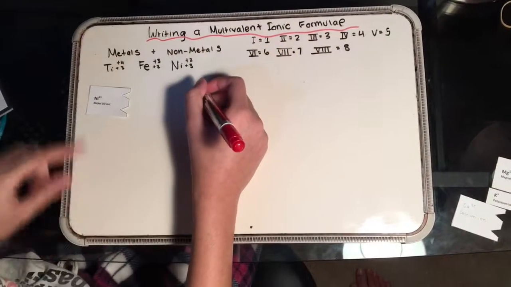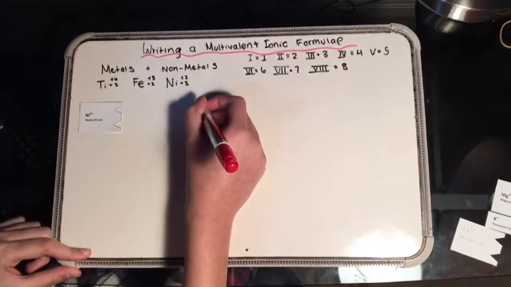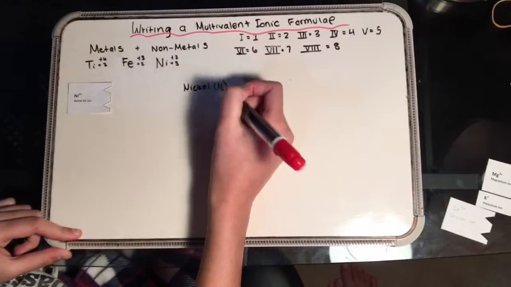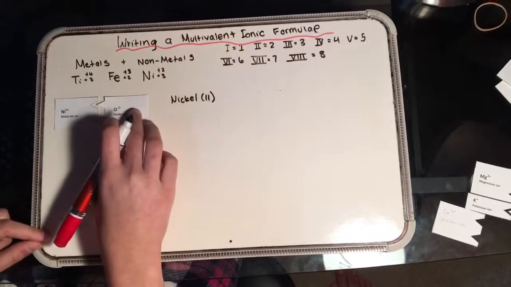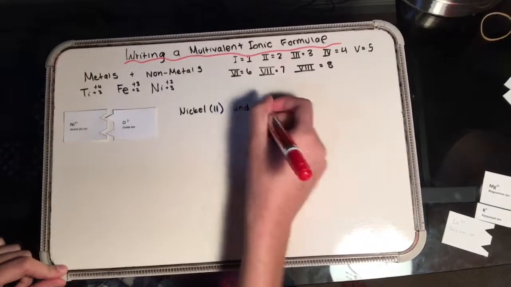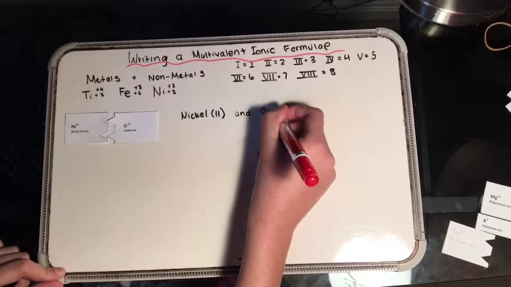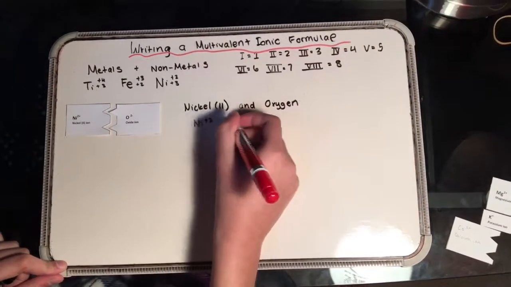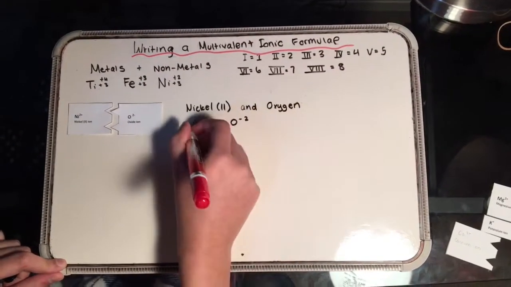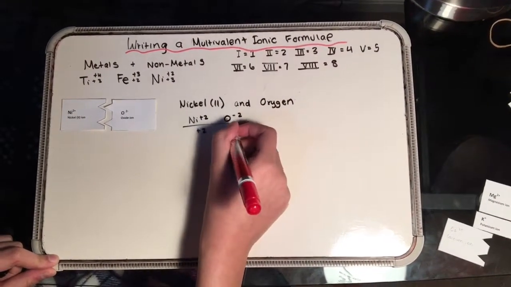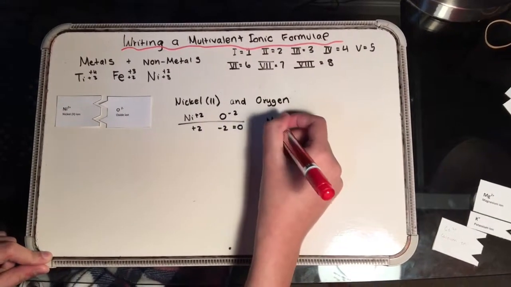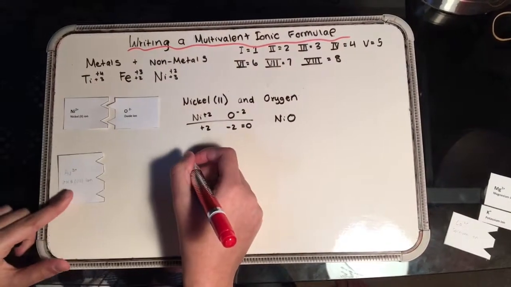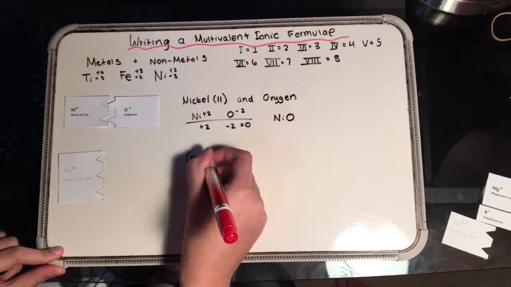First, we will be combining nickel and oxygen. So first we write the metal, which is nickel, and its symbol is Ni, and it has a charge of +2, as is indicated by the Roman numerals, and oxygen has a charge of -2. So when the algebraic sum of both these equals 0, we are left with 1 nickel atom and 1 oxygen atom.